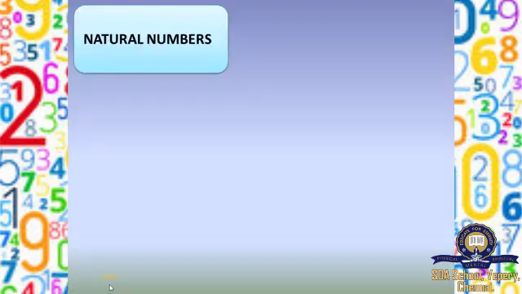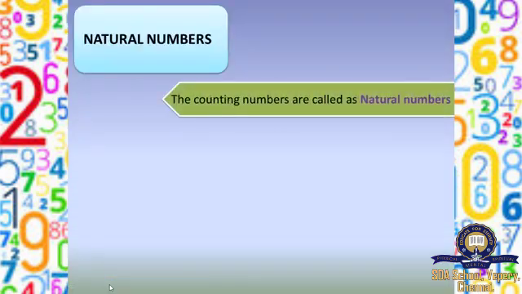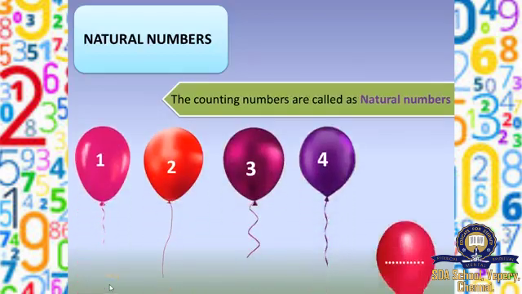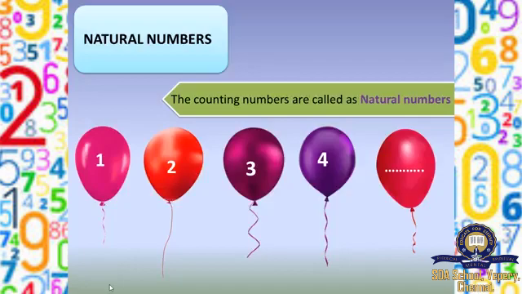Natural numbers. The counting numbers are called natural numbers. The natural numbers start from 1, 2, 3, 4, and so on. The smallest natural number is 1. We cannot predict the largest natural number as the counting is endless, it goes on and on.